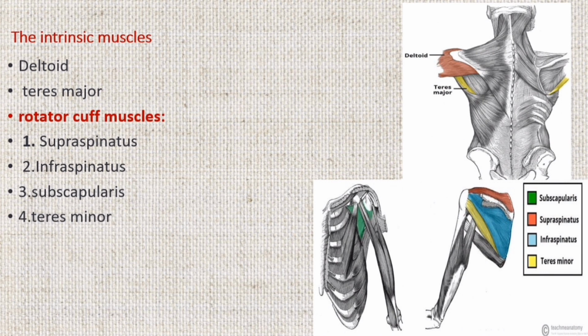It can be divided into an anterior, middle and posterior part. Attachments. Originates from the lateral third of the clavicle, the acromion and the spine of the scapula. It attaches to the deltoid tuberosity on the lateral aspect of the humerus. Actions. Anterior fibers, flexion and medial rotation. Posterior fibers, extension and lateral rotation. Middle fibers, the major abductor of the arm, takes over from the supraspinatus, which abducts the first 15 degrees. Innervation. Axillary nerve. Teres major.